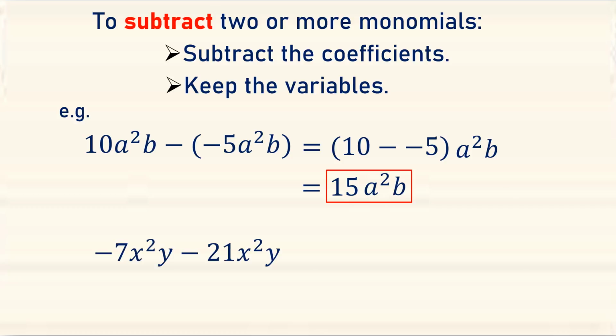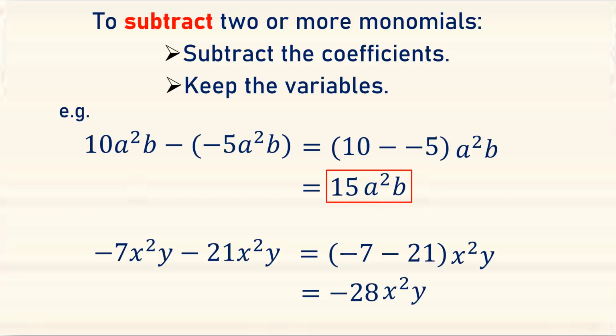Now let us have another one. So negative 7x to the second y minus 21x to the second y. So in here we are going to subtract negative 7 minus 21, then keep the variables. So we get negative 28. So the answer is negative 28x squared, or x to the second y.